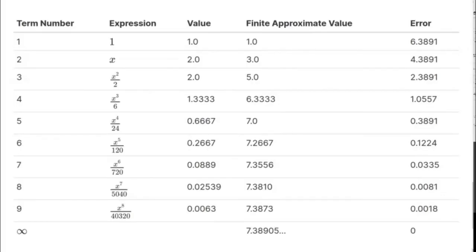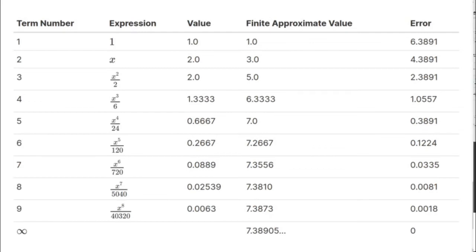If we try calculating e to the 2, or exponent of 2, term by term, we can fill out a table which includes the term numbers, the expression for that term, the numerical value of that term, the sum of terms up to and including this term, which means the finite approximate value that we have at this current step, and then the residual error that's left over in calculating this value.